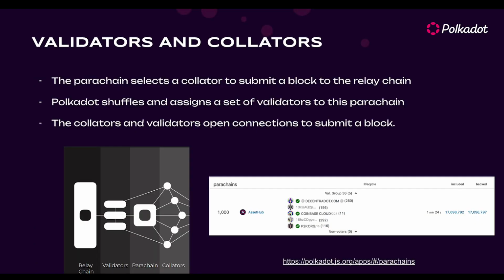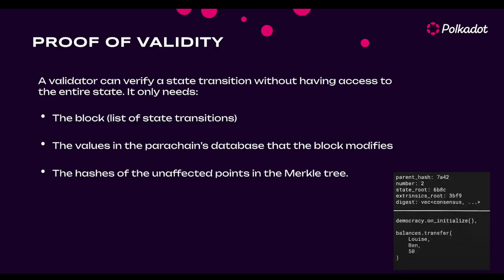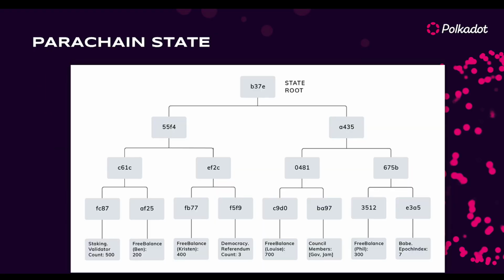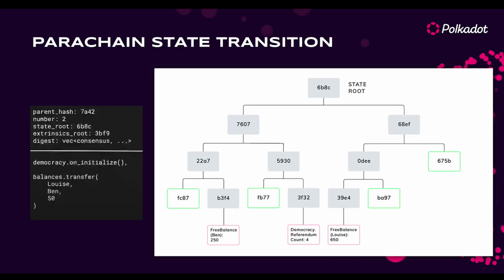A parachain selects a collator to author a block and submit it to the relay chain. Polkadot shuffles and assigns a validator set to the respective parachain. Both validators and the collator open connections. The parachain submits the list of transactions as well as the state proofs packaged into a proof of validity block, or simply called a POV block. We learned before that it is unnecessary to share the whole state of the parachain, and instead you can just share the state Merkle root as well as the hashes with the changes captured. This saves a lot of network bandwidth as well as storage space.